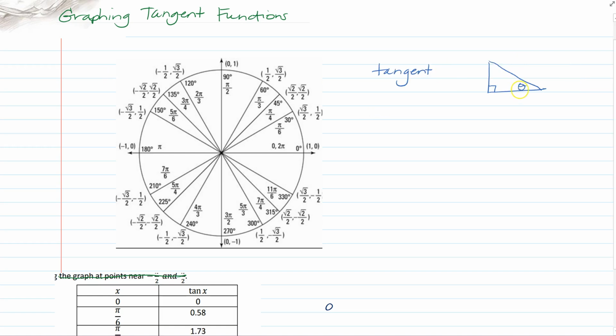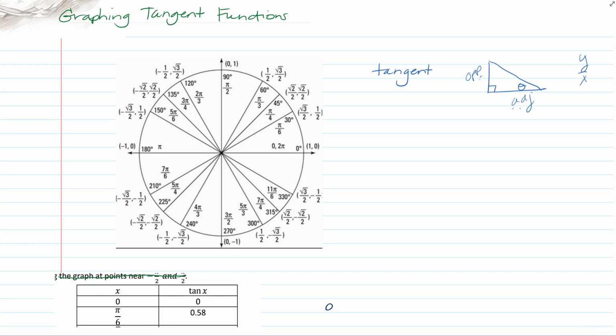Since your tangent, here's theta, is opposite over adjacent, which is the slope, by the way, it's your y over your x. This could be any value, right? It can be bigger than 1. This might be a 5, and this be a 1. This might be a 12. This is a 1. This might be 50. This might be 1. It's unlimited.